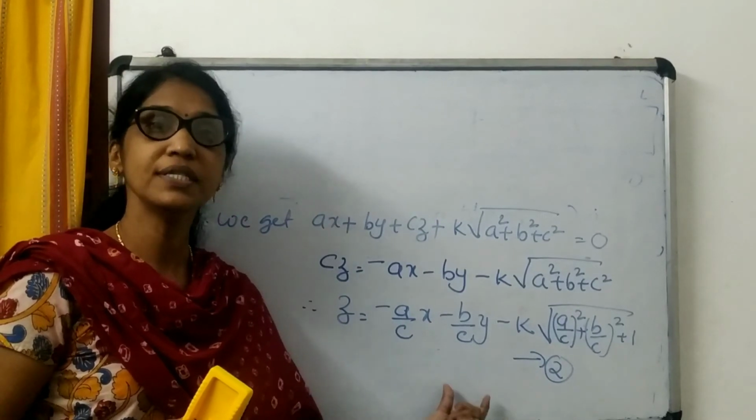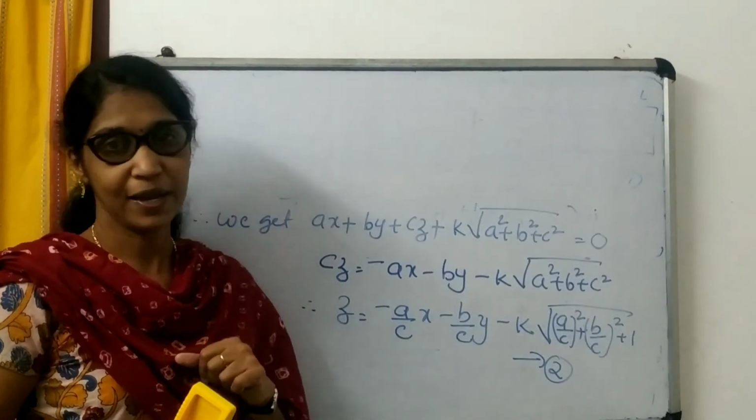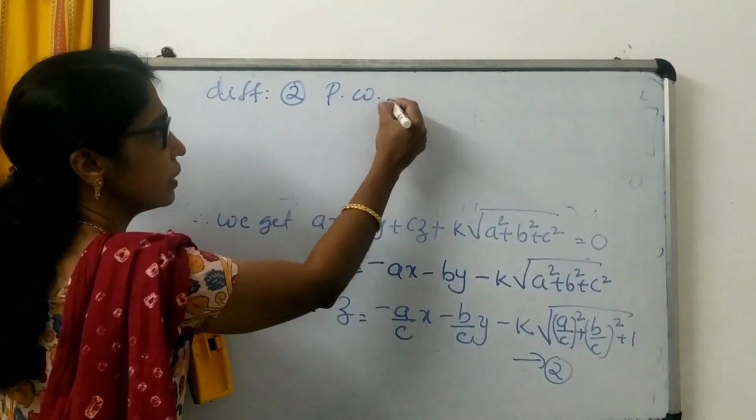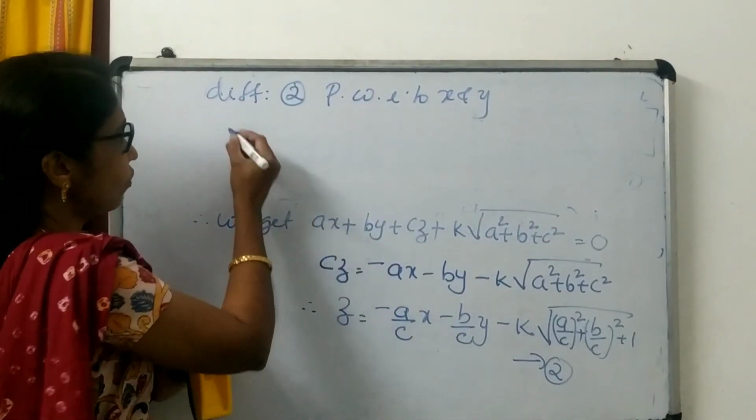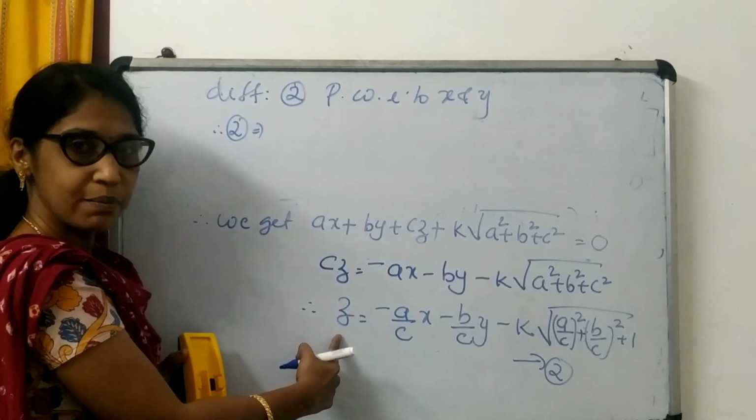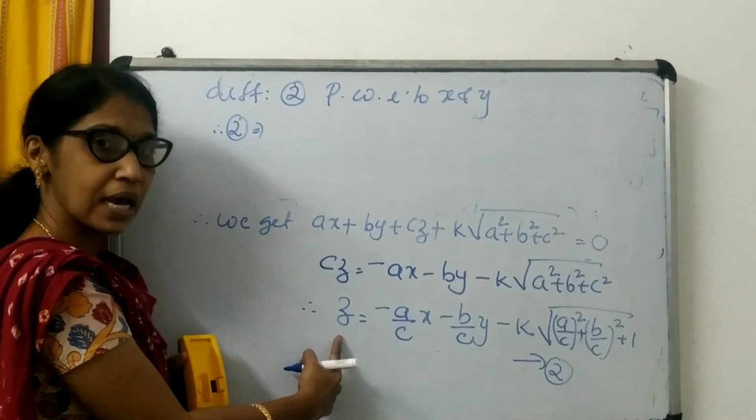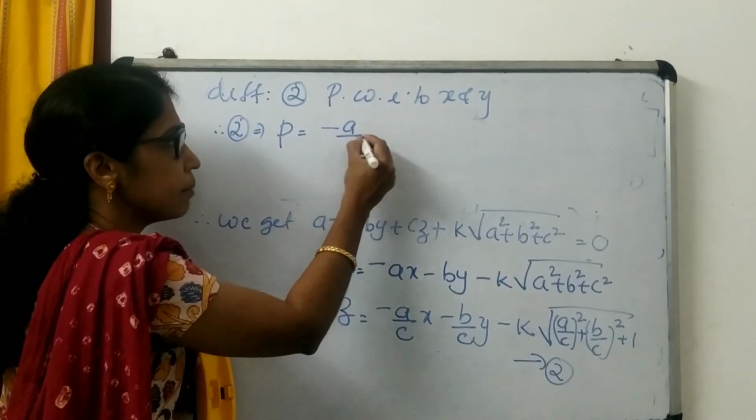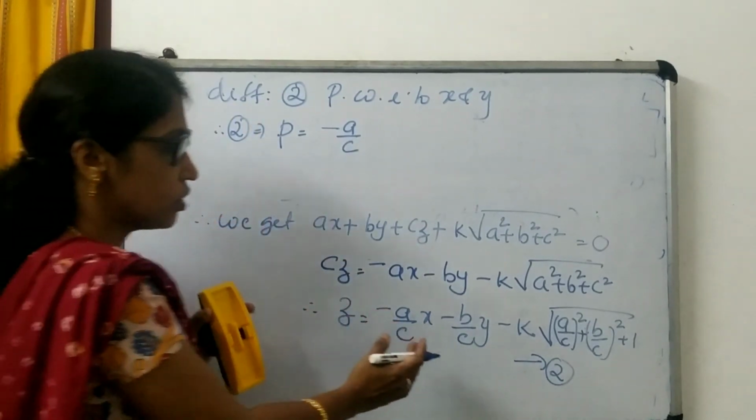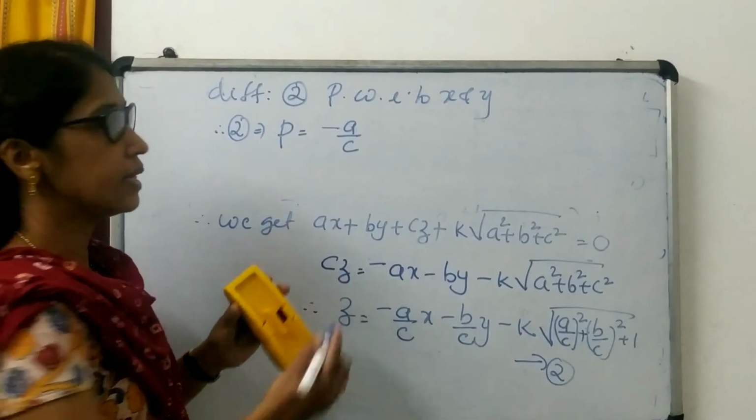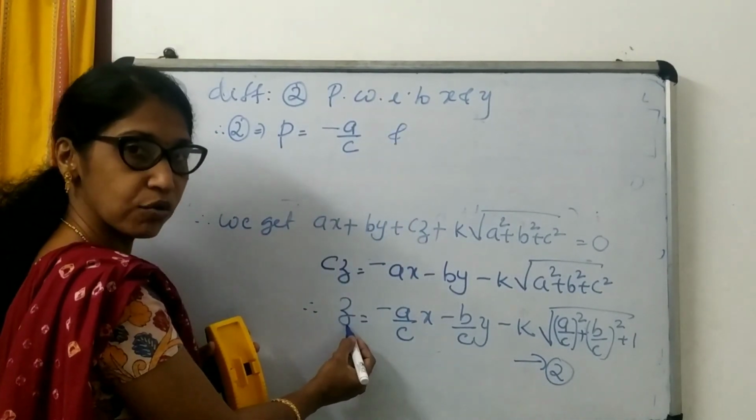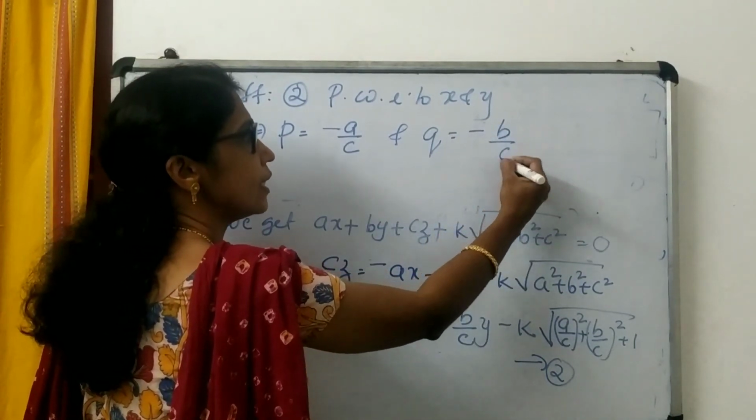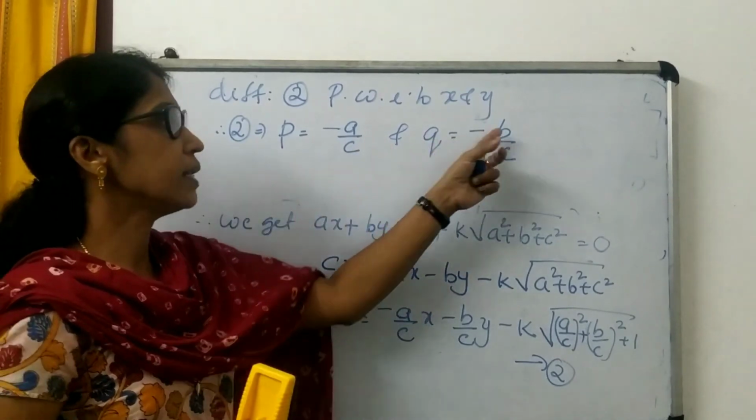Now, I am going to differentiate this equation partially with respect to x and y. Differentiating equation 2 partially, dou z by dou x, which is p, is equal to minus a by c, since the derivative of minus a by c x is minus a by c. Differentiation stops there because there are no terms containing x. And differentiating with respect to y, dou z by dou y is q, which is equal to minus b by c. So we get minus a by c equal to p and minus b by c equal to q.